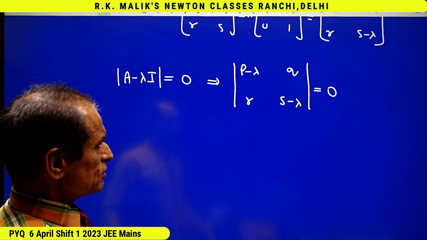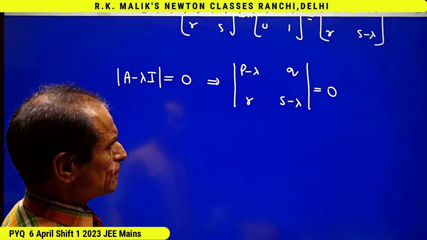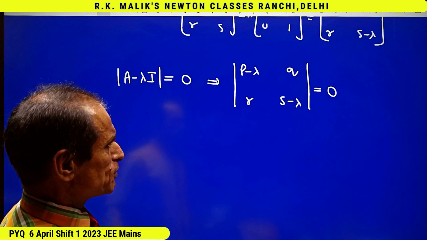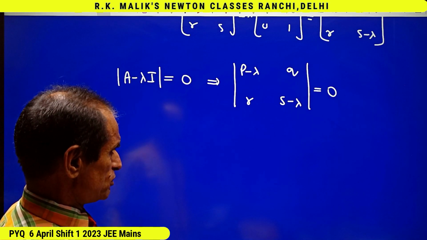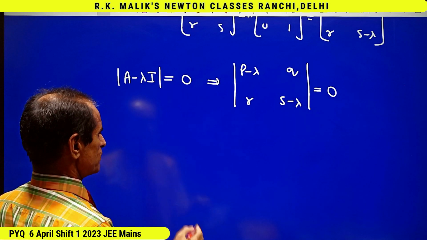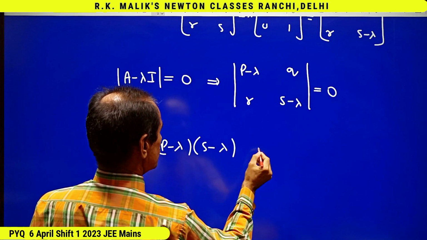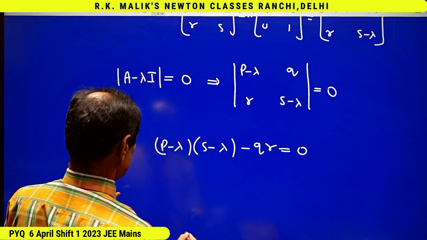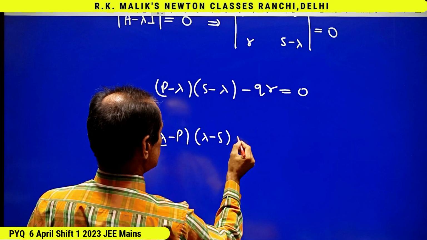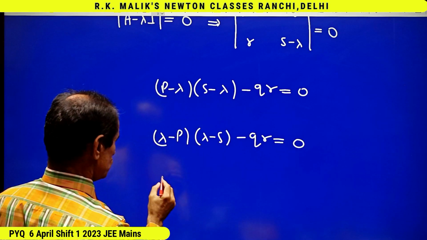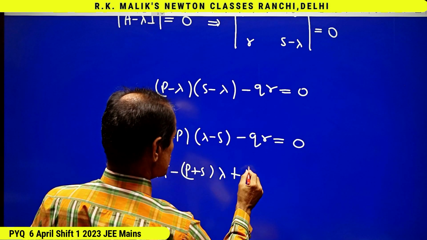equal 0. The concepts I'm going to explain in this question, those concepts should be always known to you, but most of the students are not knowing these concepts. That is why I'm explaining the complete theory behind this question. Now open it, I'll get P minus lambda into S minus lambda minus QR is equal to 0. That is lambda minus P into lambda minus S minus QR is equal to 0.